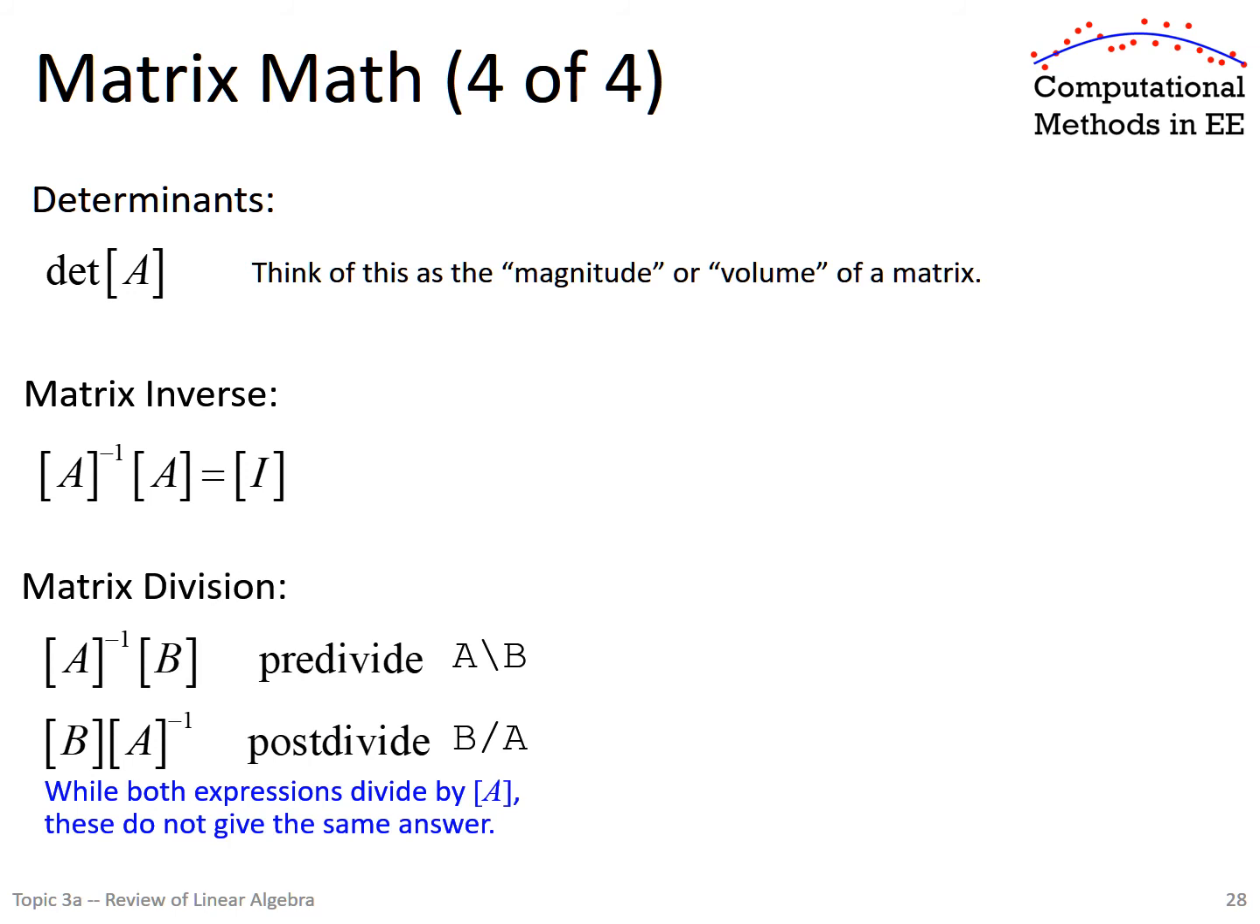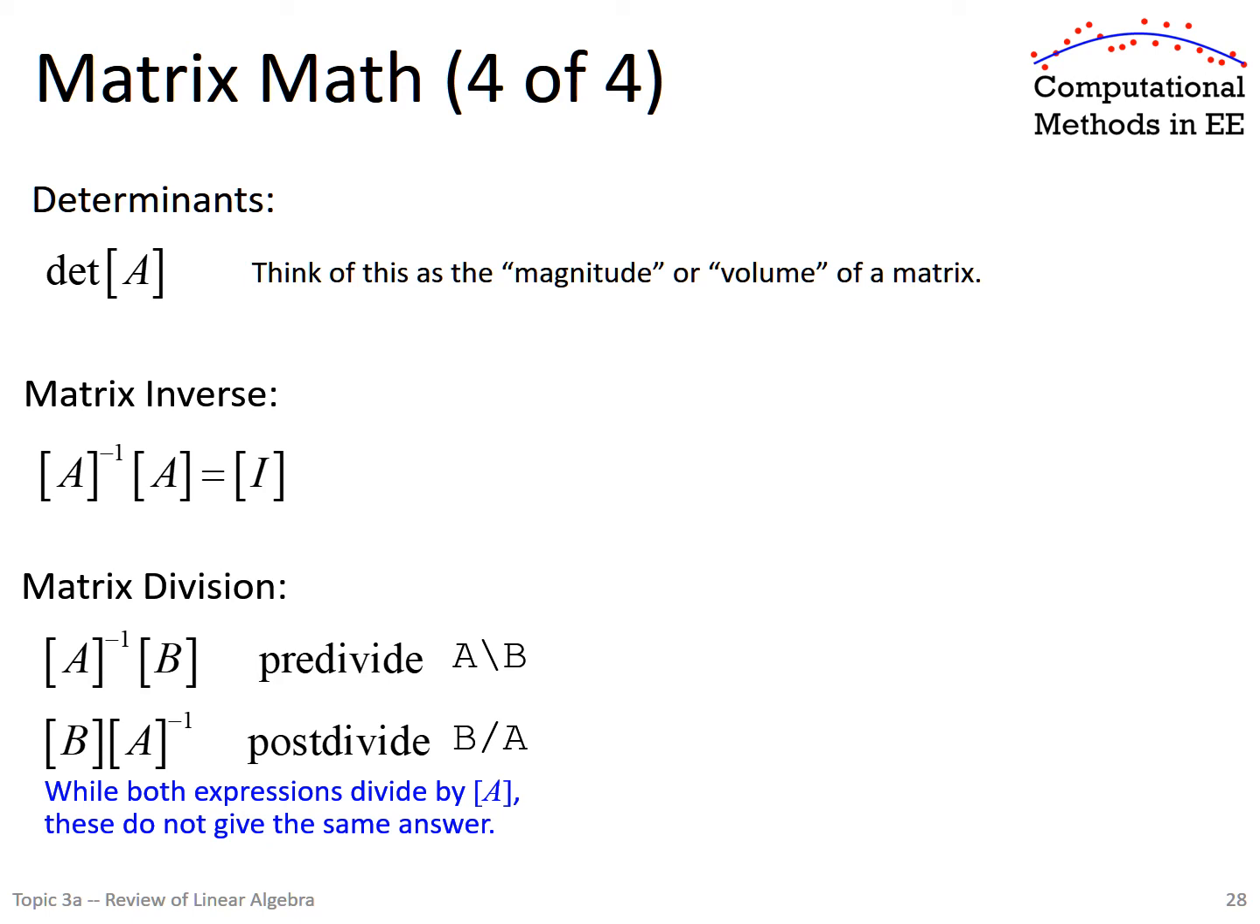Matrix division. This is a source of confusion. So let's look at these two equations. In both cases, we are dividing by A. However, in the first equation, we are pre-dividing by A. And in the second equation, we are post-dividing by A. And these give two different answers. We are not allowed to reverse the order of this. We have to retain that order.